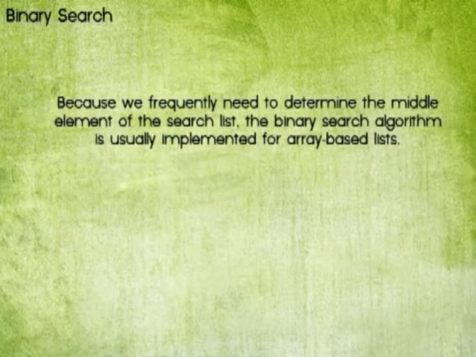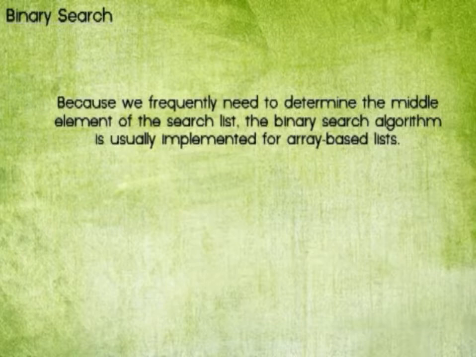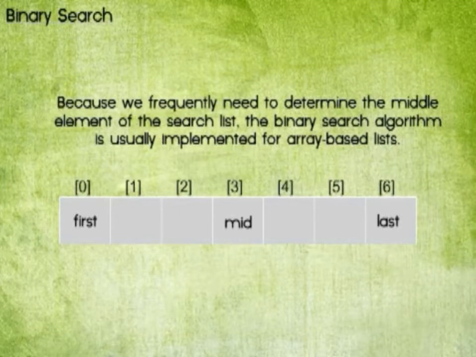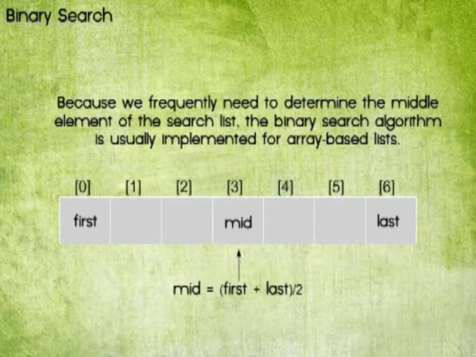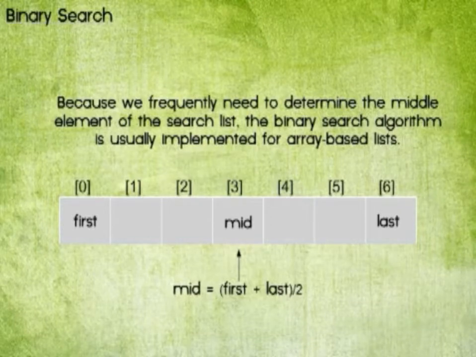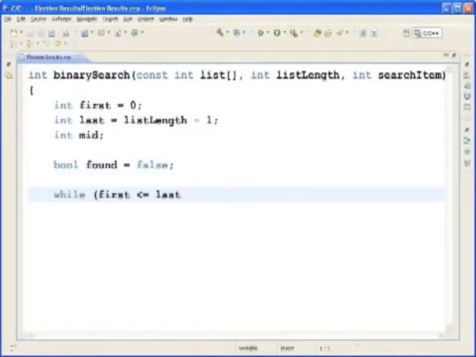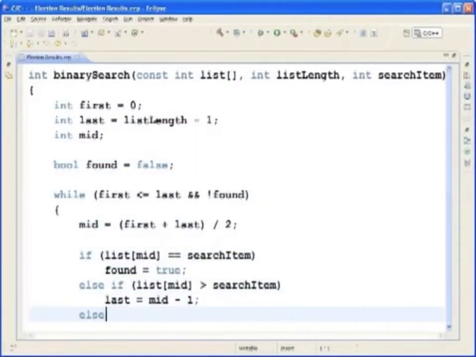Because we frequently need to determine the middle element of the search list, the binary search algorithm is usually implemented for array-based lists. To determine the middle element of the list, we add the starting index first and the ending index last of the search list and divide by 2 to calculate its index. Initially, first equals 0 and last equals list length minus 1. The following C++ function implements the binary search algorithm.